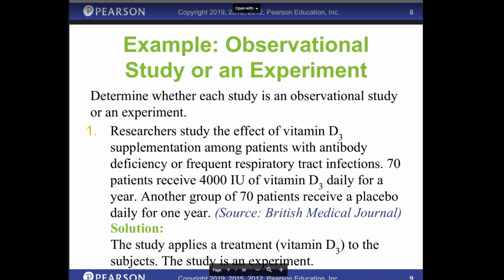The first one is: researchers study the effect of vitamin D3 supplementation among patients with an antibody deficiency or frequent respiratory tract infections. 70 patients received 4,000 IU of vitamin D3 daily for a year. Another group of 70 patients received a placebo daily for 1 year. Since the study applies a treatment, which is vitamin D3, giving it to a group of people, the study is an experiment, because you're giving something to a population, and then you're testing them.